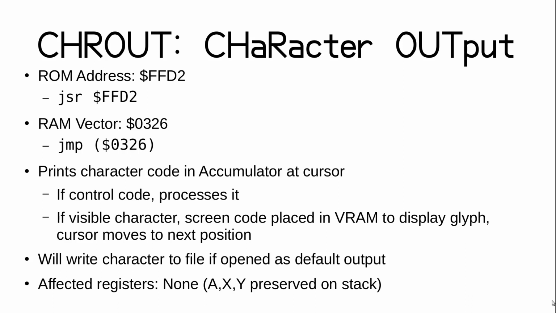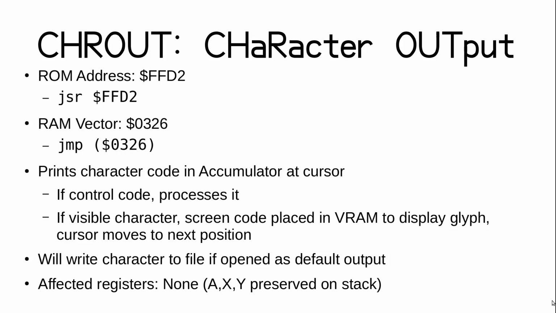This same mechanic existed with the original Commodore 64, and you could overwrite that address at 0326 to point to your own code to make CHROUT work differently. But if you left that vector alone, the default behavior would happen, which is to send the character code in the accumulator to the default output.